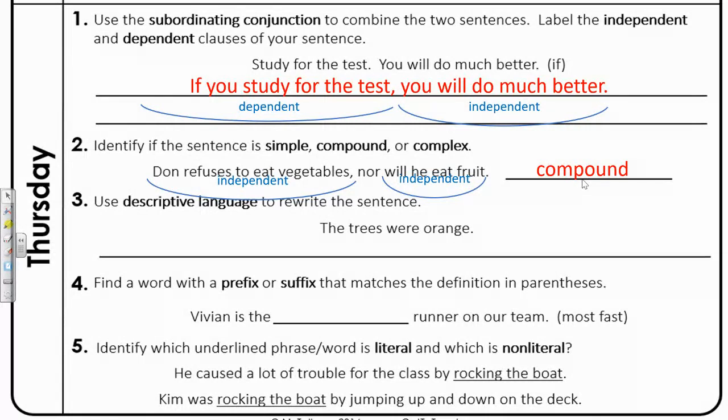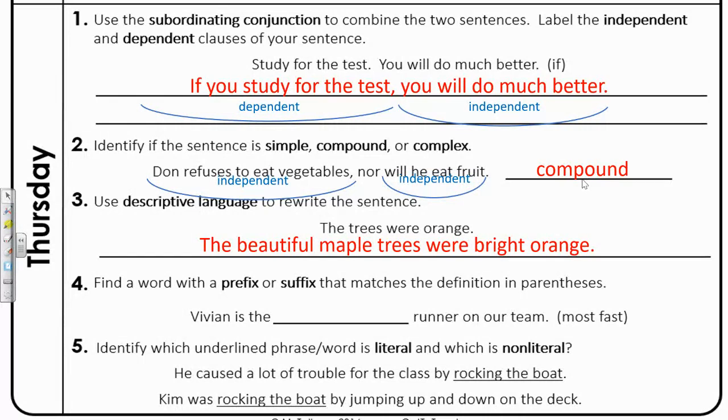Number 3, my favorite, use descriptive language to rewrite the sentence. The trees were orange. Pretty boring. Okay, so I am going to add some adjectives to make that more exciting. And I decided to write, the beautiful maple trees were bright orange. All right, so I added actually 3 adjectives, 3 describing words there. Beautiful, maple, and orange.